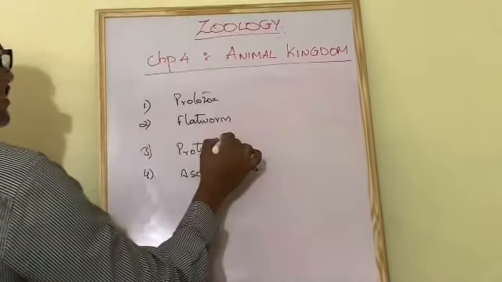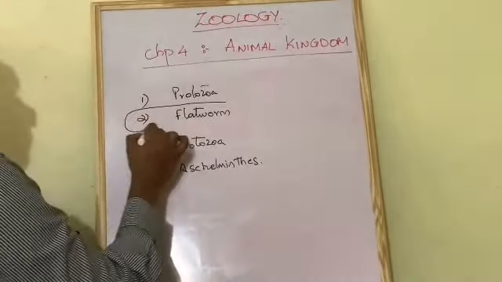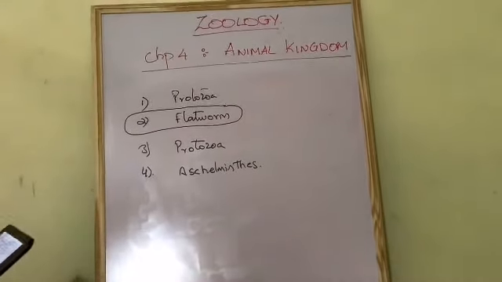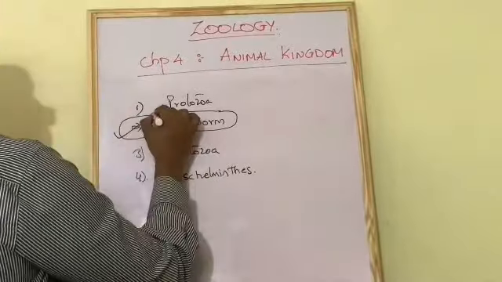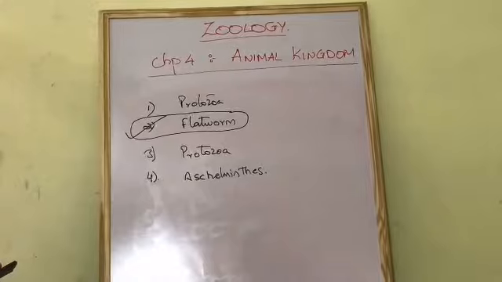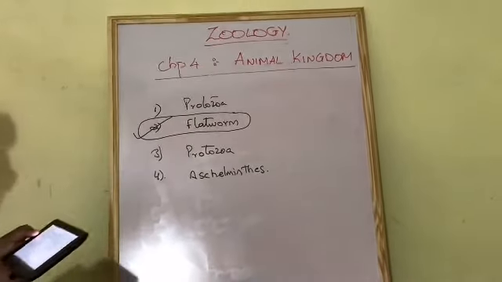So Platyhelminthes is a phylum which consists of flatworms. So according to that, question number 7, correct answer is option number 2. So question number 7, option number 2 is the correct answer. Next we move on to question number 8.